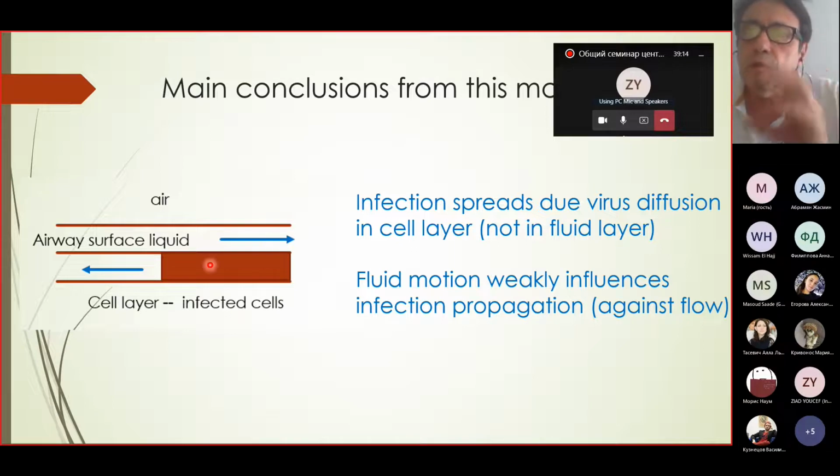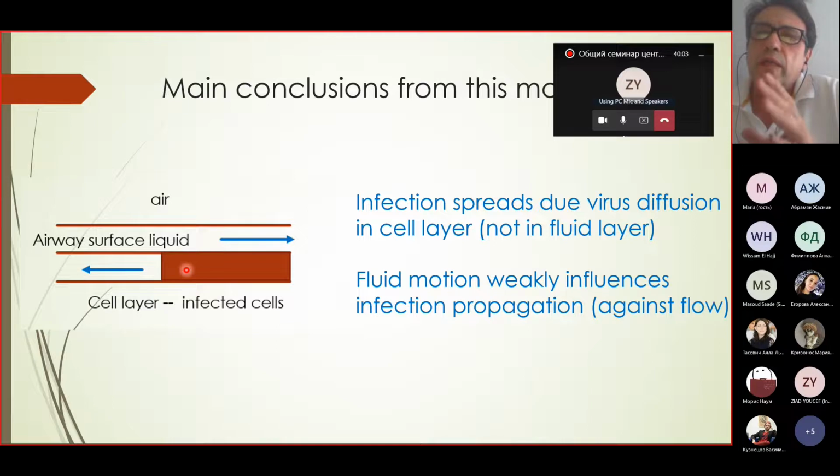In fact, it shows with mathematical modeling that virus diffusion occurs in the cell layer, and that since it occurs in the cell layer, fluid flow is not important for infection propagation in the epithelial cells. This is a strange conclusion, in fact, because what it means is, we study the influence of fluid flow on infection propagation, and we conclude that it is not important.